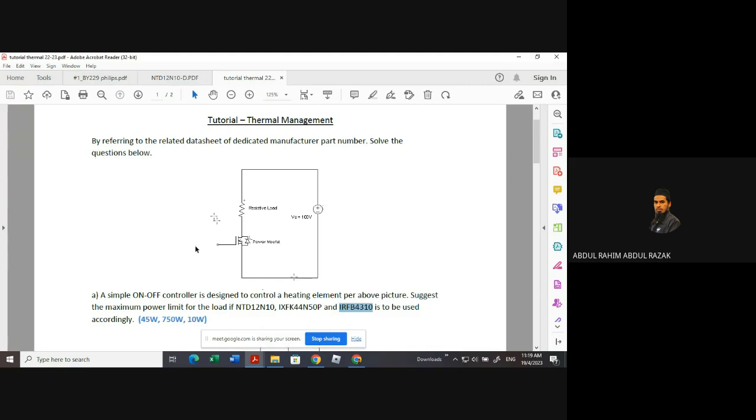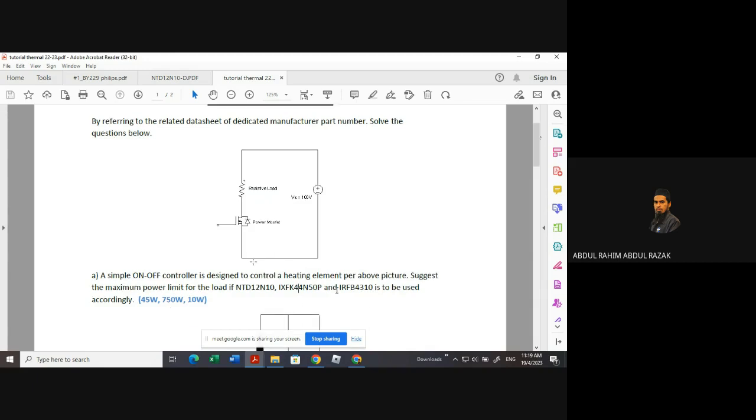So what we want to do here is suggest the maximum power limit for the load. How much resistive load can you put in such that it will not damage this part, this part, and this part separately, accordingly. So consider the NTD 12 and 10 first. How do you want to consider it? Look at this part number, NTD 12, 10.